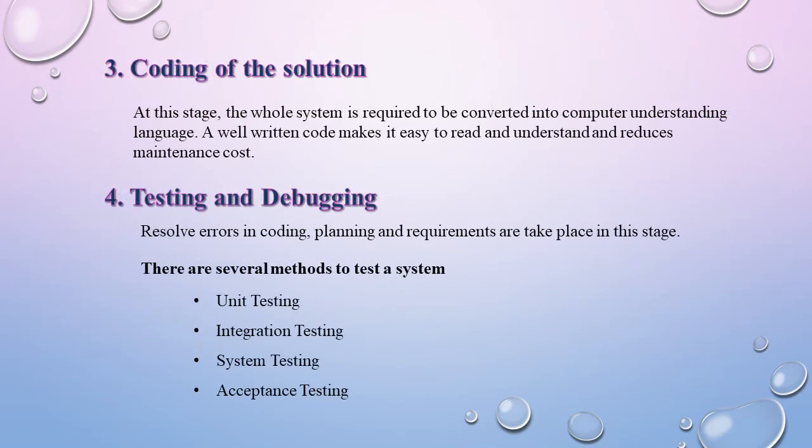3. Coding of the solution. At this stage, the whole system is required to be converted into computer understandable language. A well-written code is easy to read and understand and reduces maintenance cost. 4. Testing and debugging. Resolving errors in coding, planning and requirements takes place in this stage. There are several methods to test a system: unit testing, integration testing, system testing, acceptance testing.